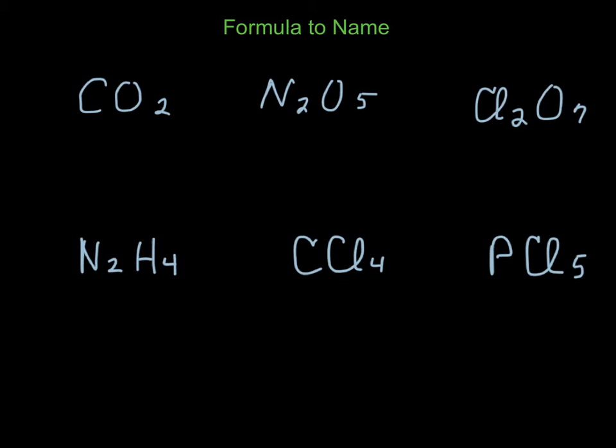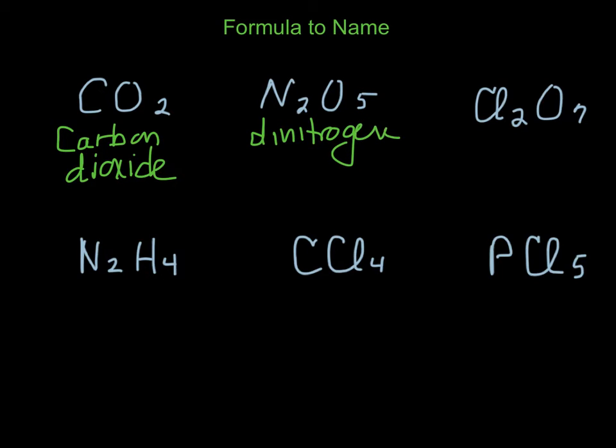So let's try some. All right, C is carbon, and there's one of them, so I just say carbon. Okay, there's two O's, so I say dioxide. See how simple that was? We don't have to worry about charges or anything. Two N's, so dinitrogen. Okay, just write the name for the first one. Pentaoxide. We don't bother with that A, so it's actually pentoxide.